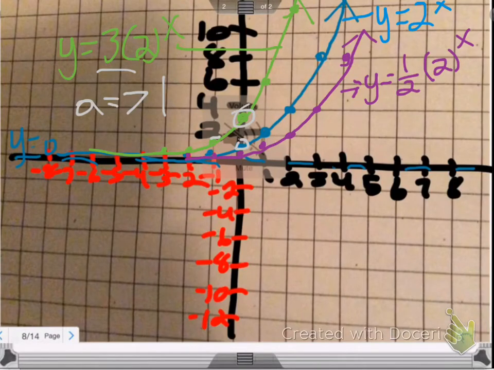Now, we look right here at 1/2. This is going to flatten it. We know that if a is between 0 and 1, and 1/2 is a fraction, so it is between 0 and 1, it's going to flatten it out. Our y-intercept now is at 1/2. It's going up slower, and it's shrinking it. So this is a shrink.